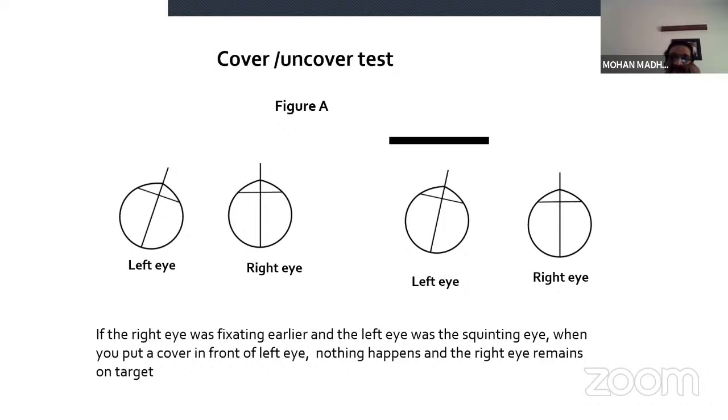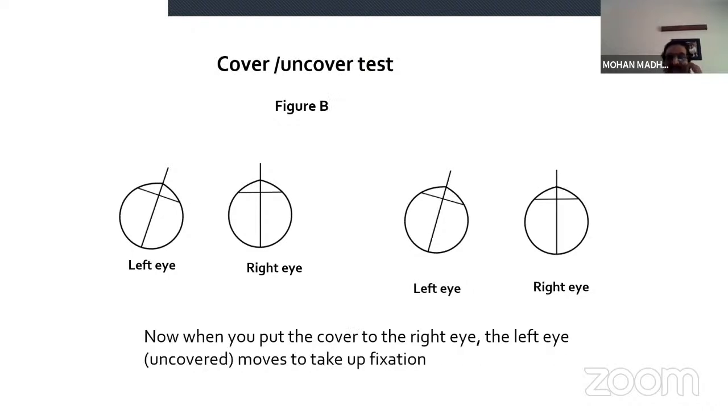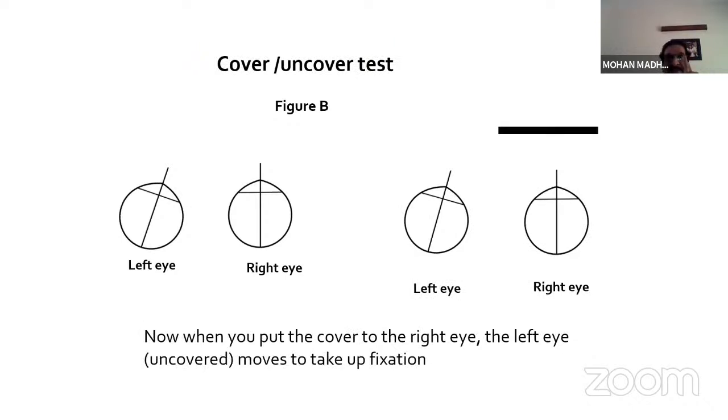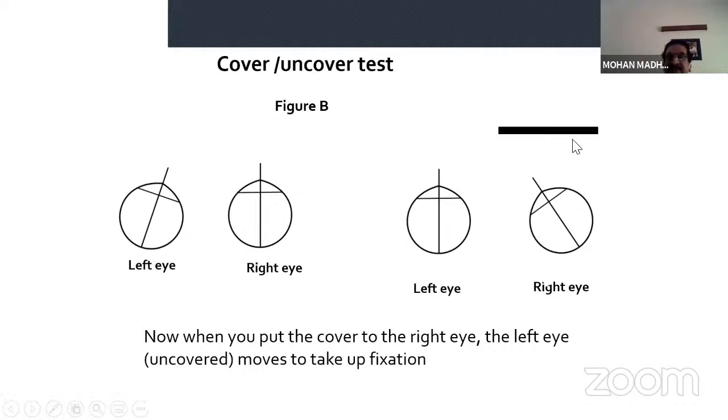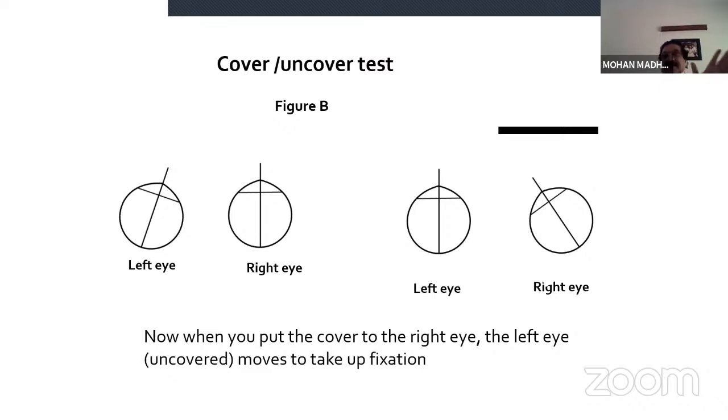Now you shift the cover to the opposite side, onto the right eye, the eye which was fixing earlier. Now the left eye, which was already squinting, has to go back and fixate on that object. So what did you find? When you put a cover on the right eye, the left eye deviates. That means he has a tropia of the left eye. So that is the cover-uncover test.